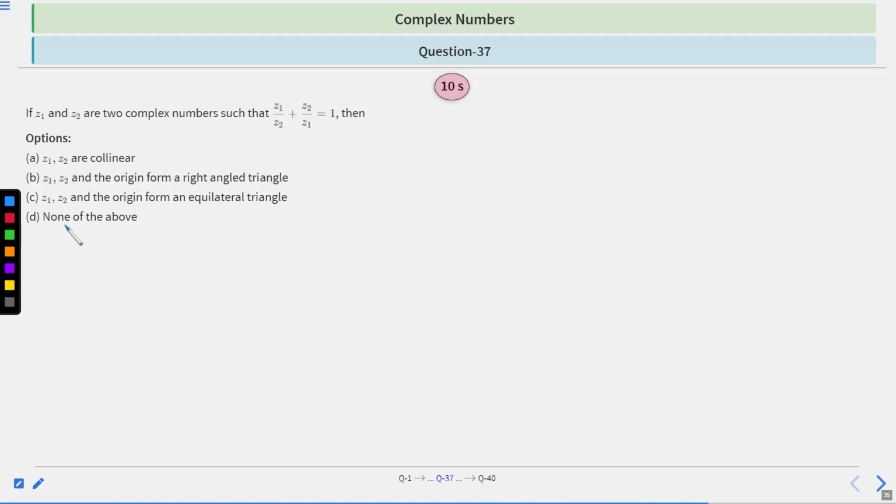If z1, z2 are two complex numbers such that z1 by z2 plus z2 by z1 is equal to 1, then. So let's move to the solution after 10 seconds.